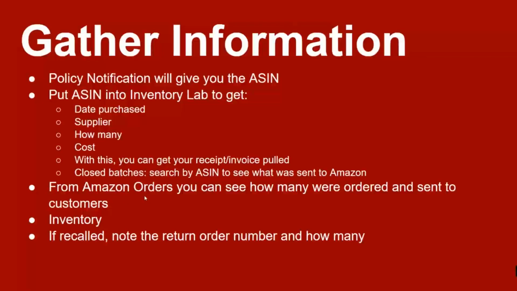Then I'm going to go back to Amazon, Seller Central, and I'm going to go to my Amazon orders, usually my FBA orders, because I think every violation I have had has been on an FBA order. I'm going to put in that ASIN again, and I'm going to see how many went out to customers. So then I have all of that.